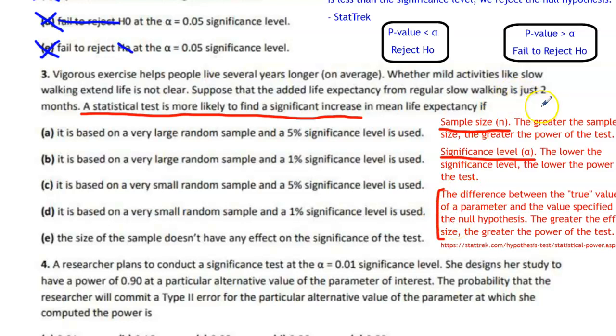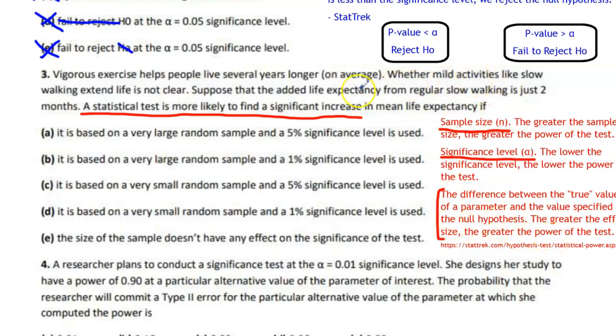The effect size. In this case, it talks about just 2 months of life expectancy from regular slow walking. So that is a very small effect, or I'm sorry, a very small value or difference between the parameter and the value specified in the null hypothesis, right? So since that is a very small value, the power of this test is going to suffer.